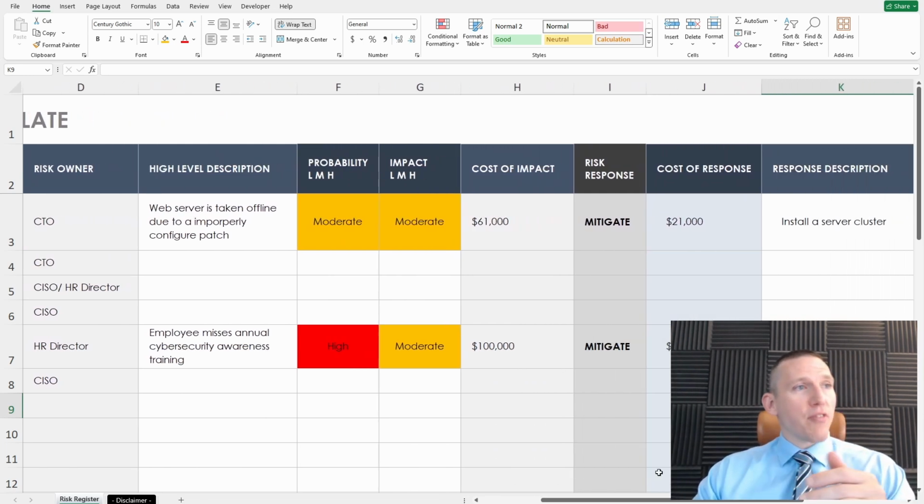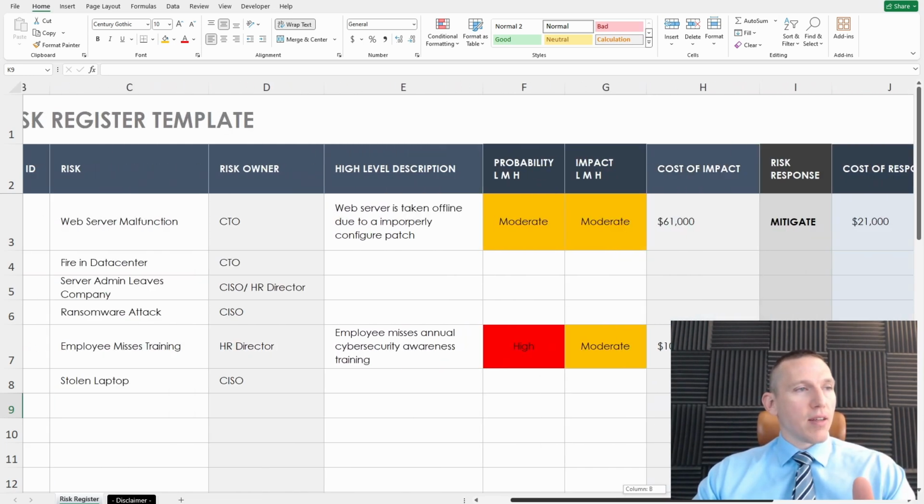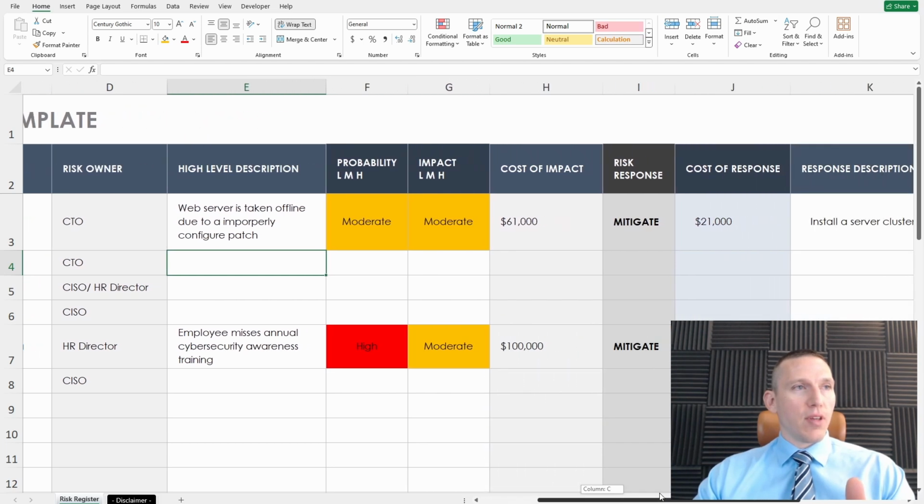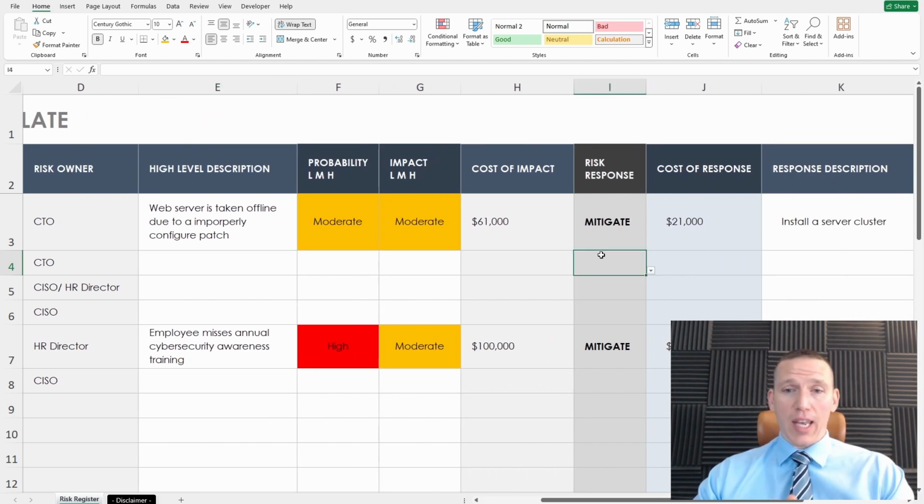Okay, now we have two here that are mitigate. What about something like a fire in the data center? Now, this is something where we can have mitigation and we can have transfer responses. So let's pick an example of the transfer response. I'm going to go ahead and select transfer there.